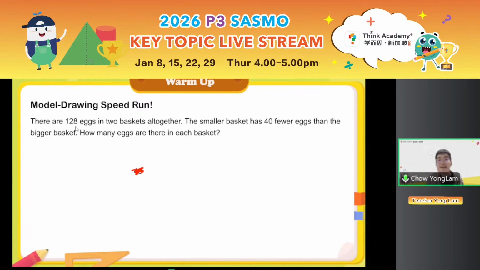Let's get started. There are 128 eggs in 2 baskets altogether. The smaller basket has 40 fewer eggs than the bigger basket. So in that case, how many eggs are there in each basket?